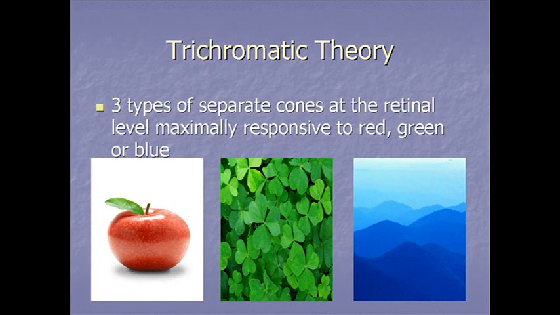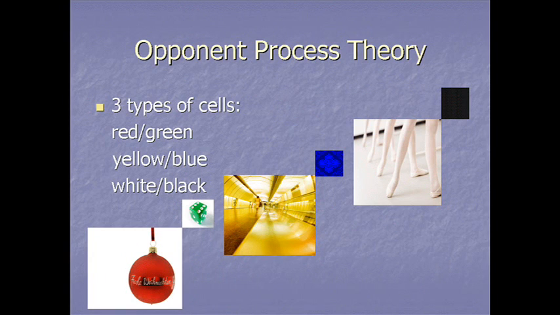Now, which one of these theories of color vision is right? It turns out they both have a piece of the truth. In summary, it seems that color coding starts in the cones in the retina and supports the trichromatic theory. But color coding finishes in the occipital lobe, and that supports the opponent process theory.